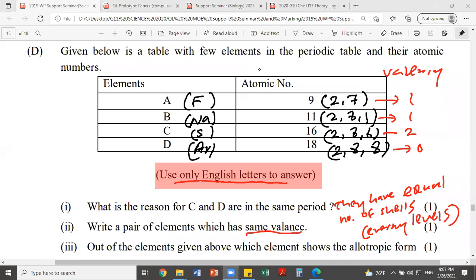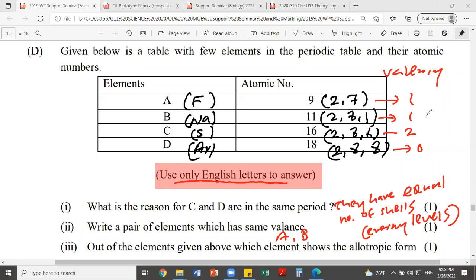You have to write what? A and B. Please raise your hand if you got the answer. Part 2, the answer is A and B, same valency. Group 7 and group 1 have the same valency, because group 7 gains 1 electron and group 1 loses 1 electron. Sodium loses 1 electron, fluorine gains 1 electron. Valency 1.